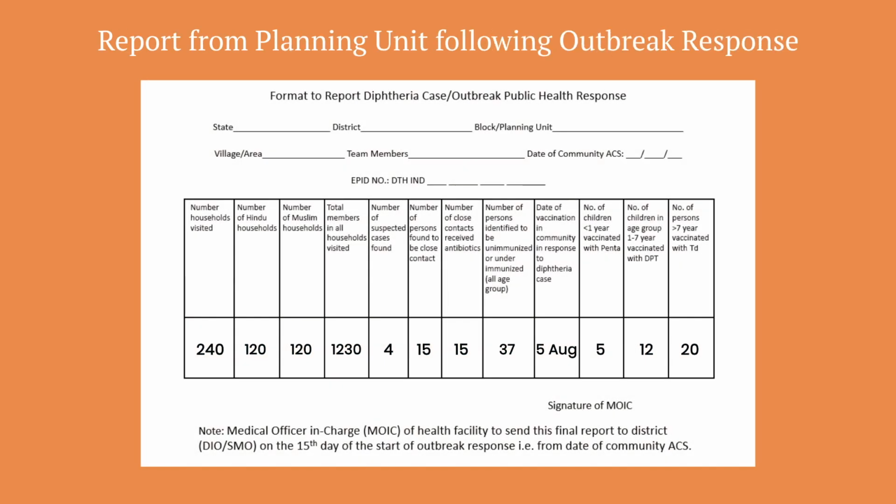The prototype of format can be seen here, and summary were filled in this way. 240 households visited. 4 suspected cases were found. 15 contacts were identified, and all 15 received prophylactic antibiotics. 5 children received pentavalent vaccine. 12 received DPT vaccine, and 20 persons received TD vaccine.